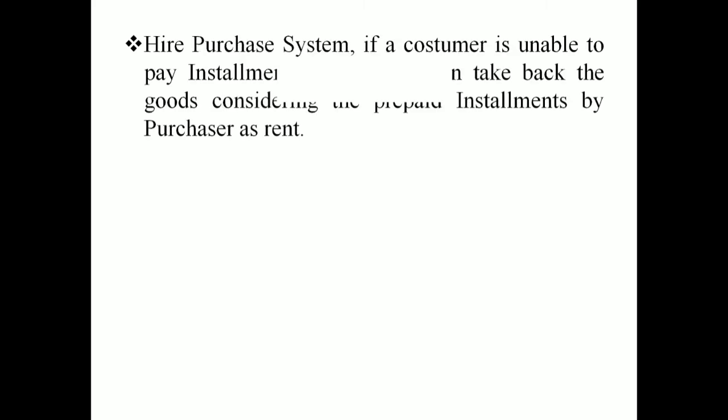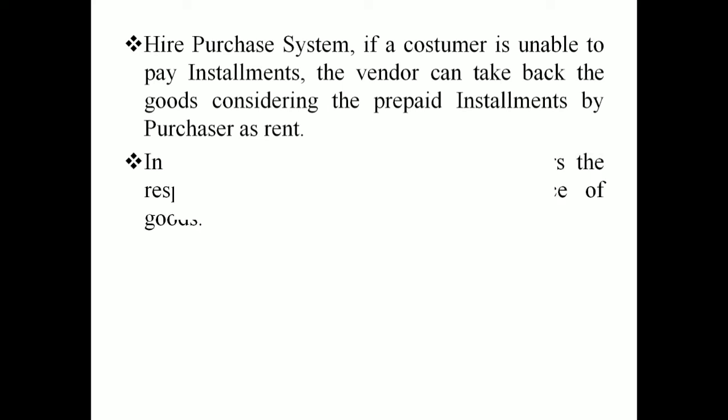Another point about the hire purchase system. In the installment system we have already discussed that if the customer is unable to pay the installment, the vendor has no right to take the goods back without a court order. In the hire purchase system it is just the opposite. If the customer is unable to repay the installments, the vendor can take back the goods, treating the installments already paid by the purchaser as rent. So he can take back the goods in a hire purchase system.